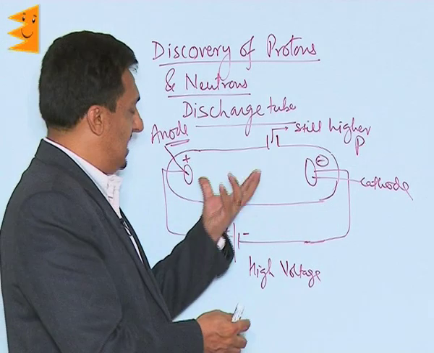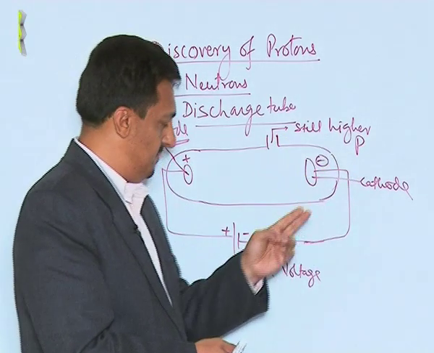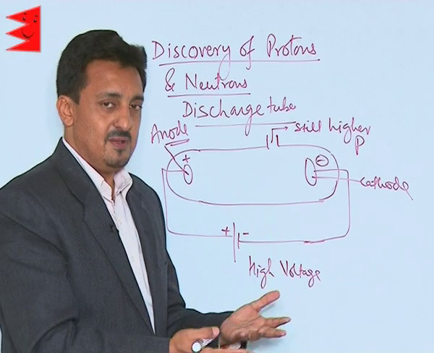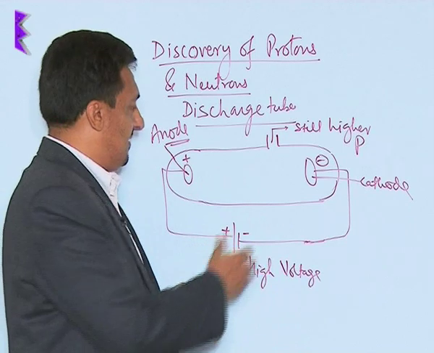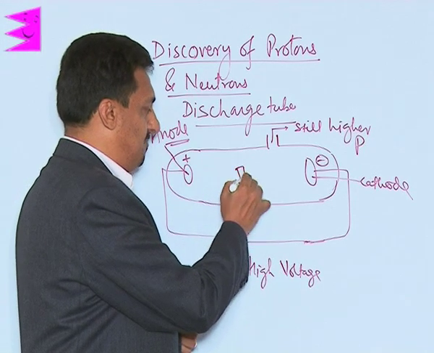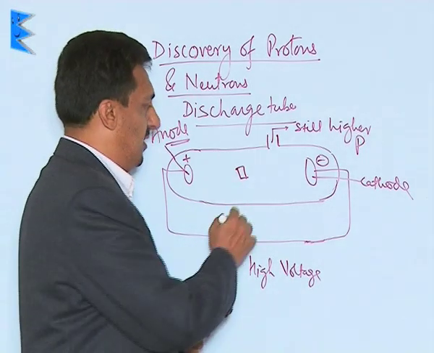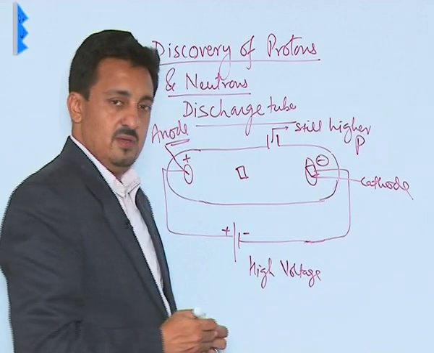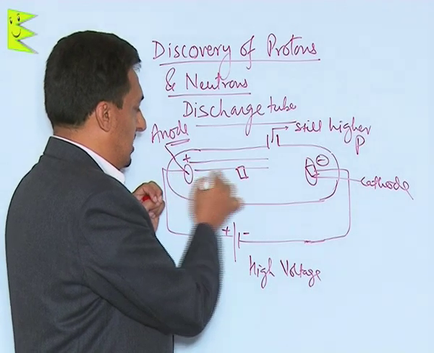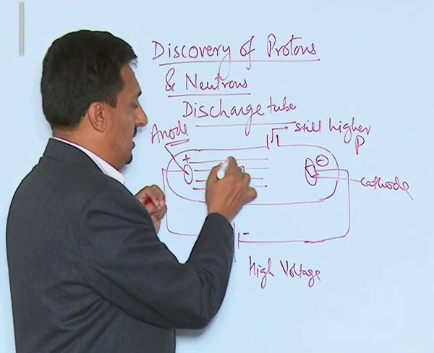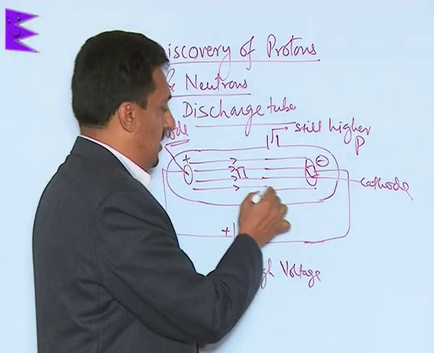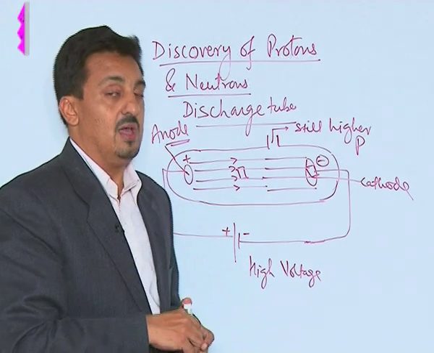Now, when the same discharge tube is subjected to a still higher pressure and high voltage, the same gas, the cathode rays disappeared, and then it was found that suddenly this tube starts glowing. And then it was found, when an opaque object was placed in the center of it, that its shadow was cast towards the cathode. It means that the glow in this tube is due to certain rays which are coming out not from the cathode, they are coming from the anode, and they are moving towards the cathode. So these rays which are coming out from the anode are called anode rays.